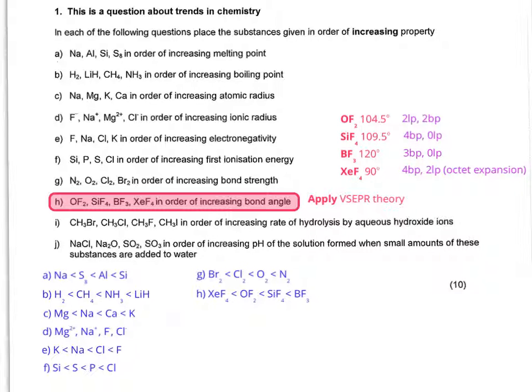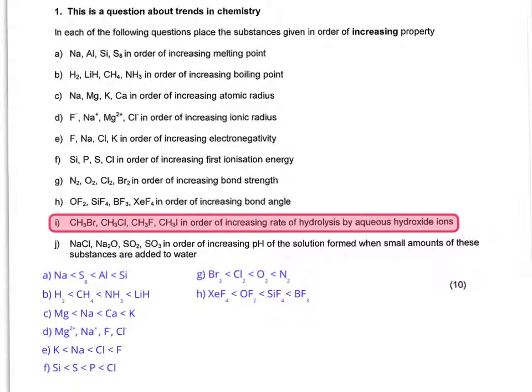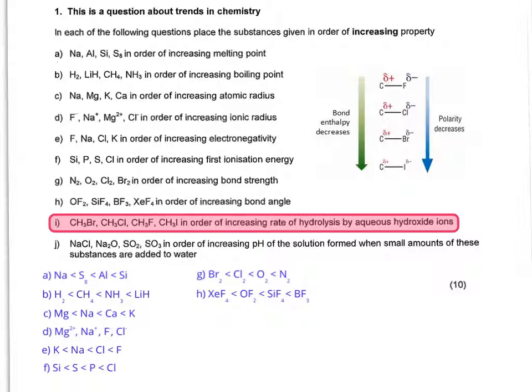Now on the next one, where you're looking at increasing rate of hydrolysis by aqueous hydroxide ions, that should relate to your haloalkane hydrolysis that you might have done a little bit later on in your first year. So in this case, what drives that is the bond enthalpy between the carbon and the halogen. So therefore, that allows us to think about it in quite a straightforward way. So you may have even done a practical on this where you'd have results and data that would support that kind of order.